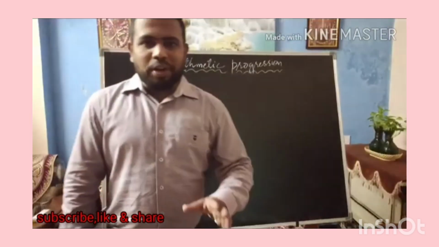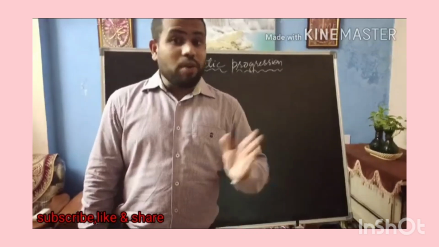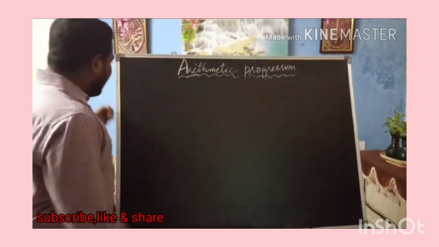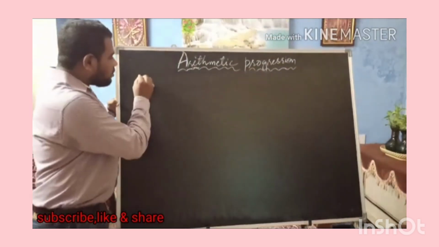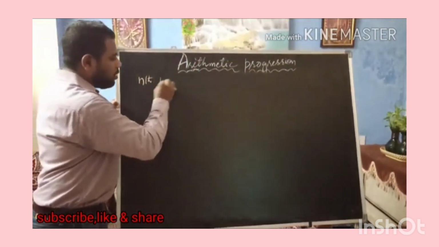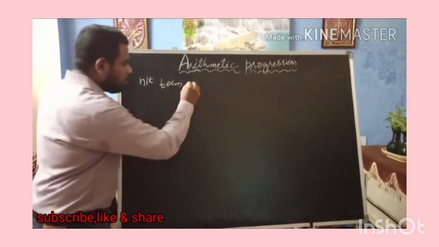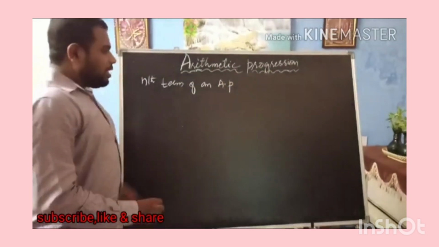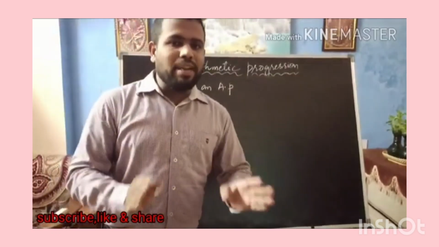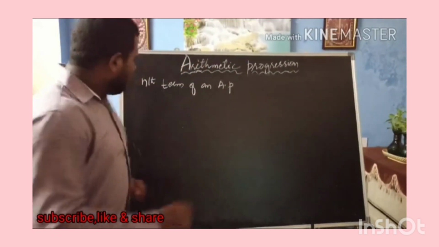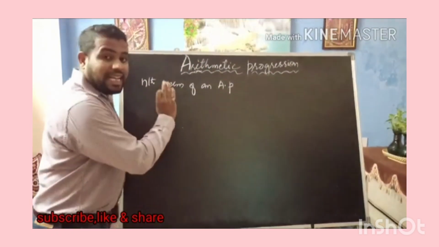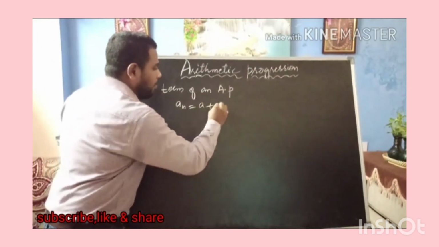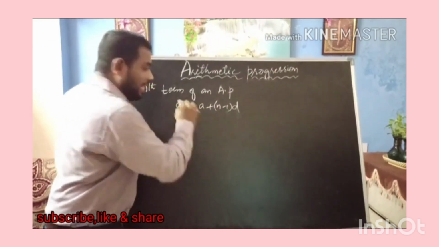After knowing what the common difference is and what the general form of an AP is, now we are going to study the nth term of an AP, which is very simple and easy. This nth term of an arithmetic progression is very useful also. Let us see the formula to find the nth term of an AP. An equals A plus n minus 1 into D. This is the formula.